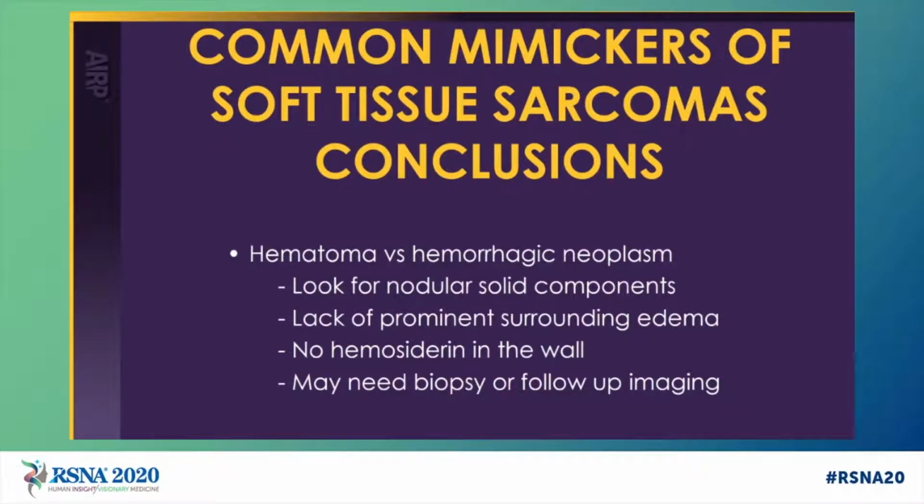Look for nodular areas of enhancement, particularly with post-contrast MR, for hemorrhagic neoplasm versus just peripheral enhancement in hematoma. Hematomas will have prominent surrounding edema, versus hemorrhagic neoplasms that will not, owing to the surrounding pseudocapsule. Hematomas usually will show hemosiderin in the wall, best seen with gradient echo MR imaging, and this is not seen in hemorrhagic neoplasms.